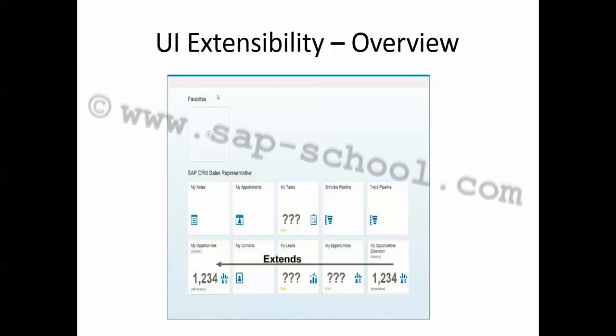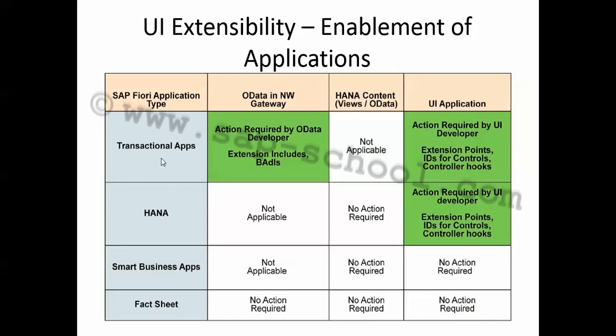Then this is the overview of the UI extensibility. So basically it is extending my app, and it is similar to creating a copy of the previous one, and we are extending the standard application. After that we have the UI extensibility enablement of the applications.